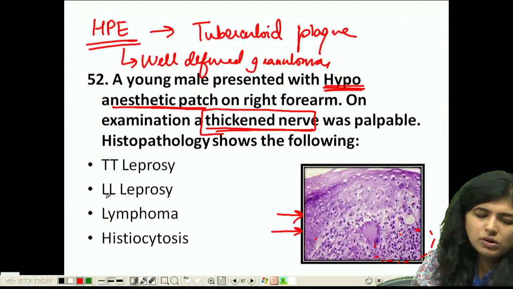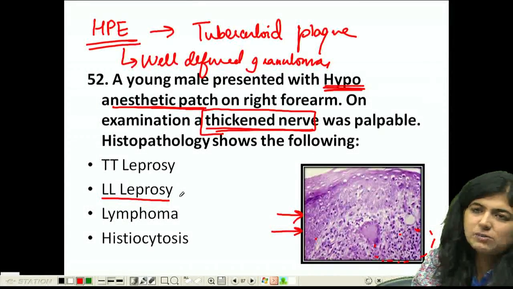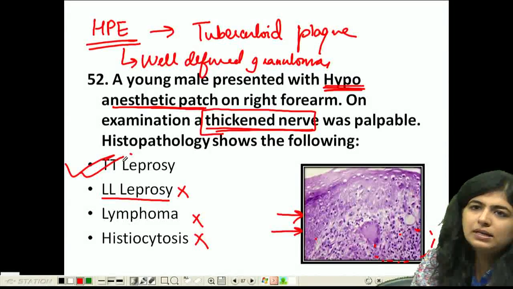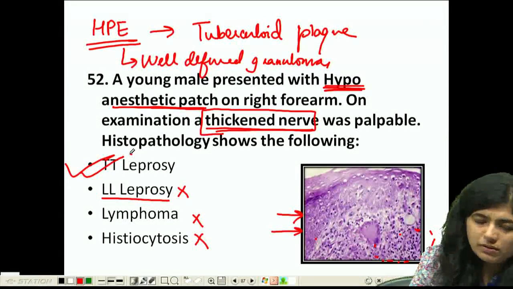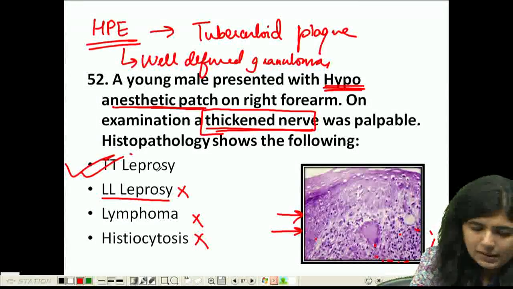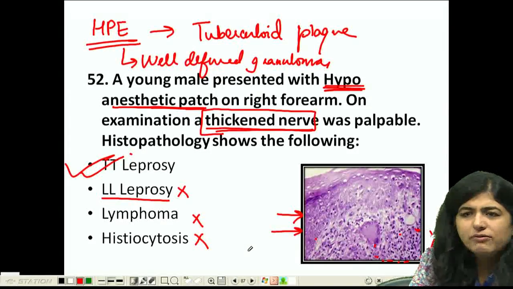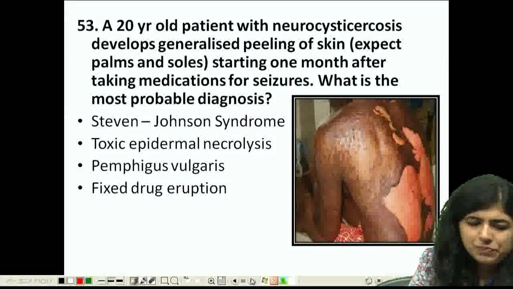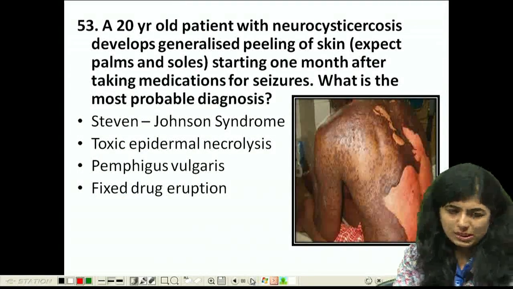Look at the options. LL leprosy is not a hypoaesthetic single patch. No, it will be more widespread lesions with multiple thickened nerves. Lymphoma, again no. Histiocytosis, again no. The answer is TT leprosy. Clear to everyone? Yes. Nothing major in it. We have already discussed tuberculoid leprosy. Moving on to the next question.